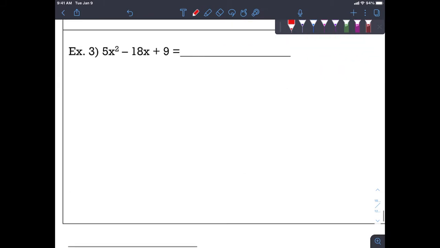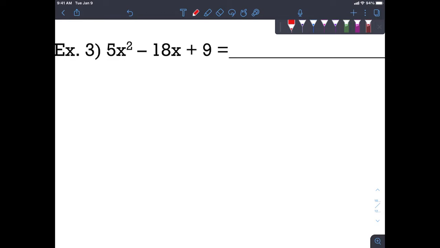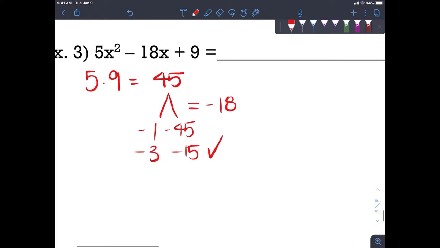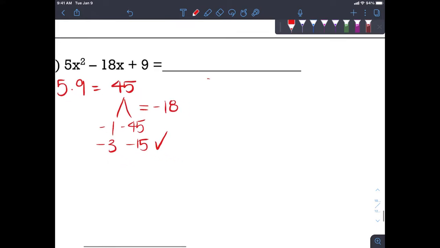Let's look at the second example. All right, first thing I do is I see if there's any greatest common factor. I don't see anything that a, b, and c have in common. So I'm going to multiply a times c. And I'm looking for two numbers that will multiply together to give me 45. However, when they are added together they will give me negative 18. So I'm going to start with 1, negative 45. And there are my numbers. Now I'm going to take those numbers and split apart my b value.